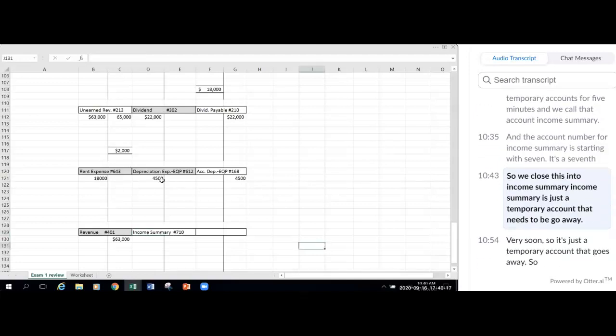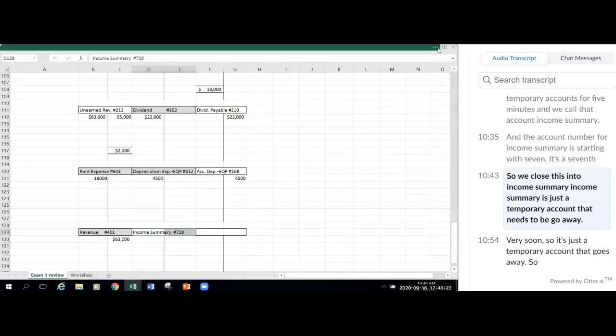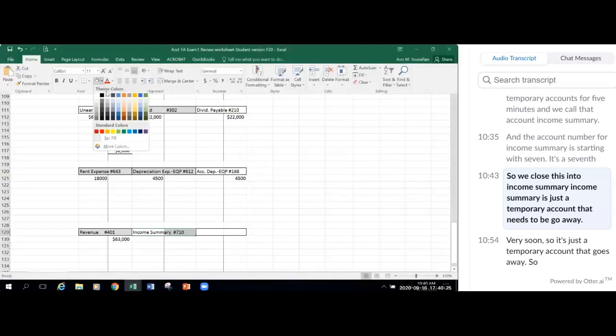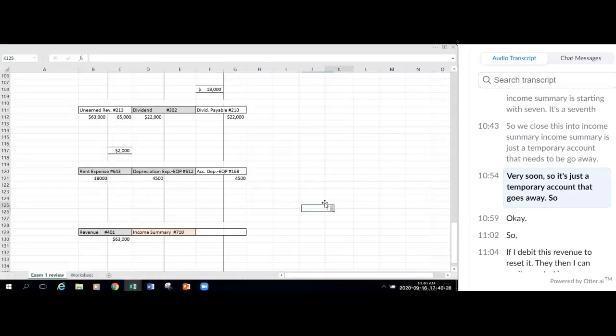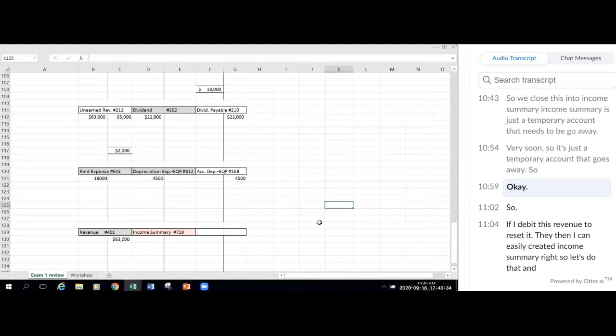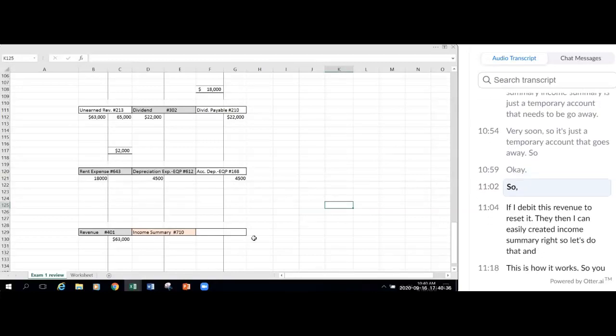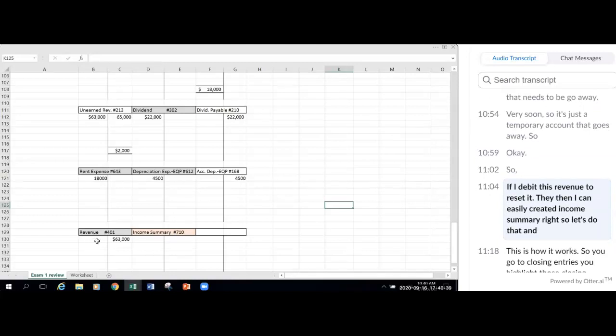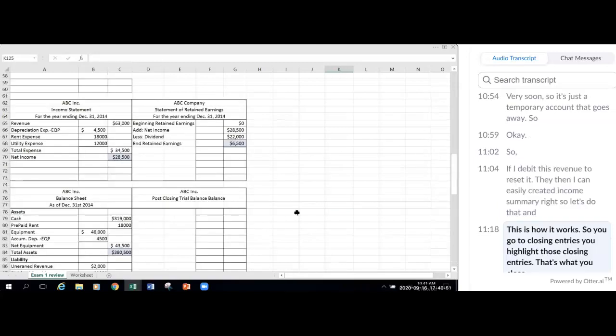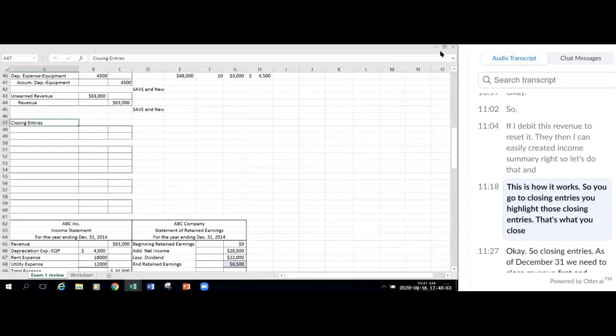So we close this into income summary. Income summary is just a temporary account that needs to go away very soon. Okay? So if I debit this revenue to reset it, then I can easily credit income summary, right? So let's do that. And this is how it works. So you go to closing entries, you highlight those closing entries, that's what you close.